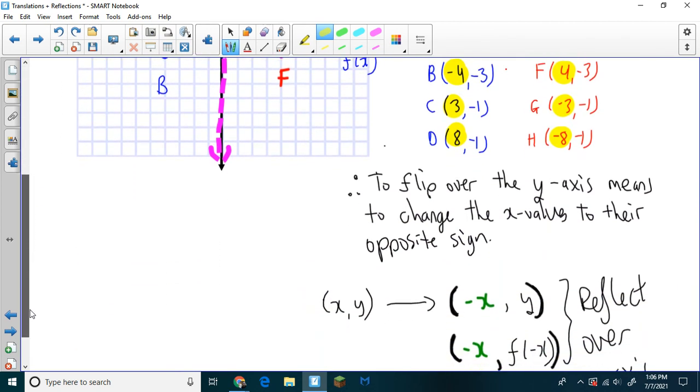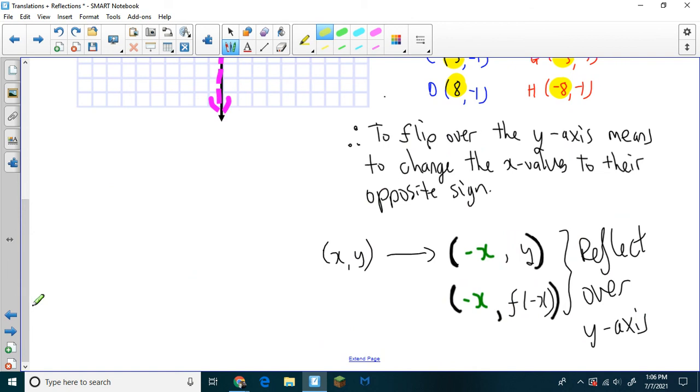And I think I have this written down here. Okay, to flip over the y-axis means to change the x values to their opposite side. So again, if I have the general point x, y, then that means that the x value is negative. And then if I use function notation, check it out. Look how it's different, right? If the x is negative, then that means in function notation, the x is also negative. So that will give us a reflection over the y-axis.